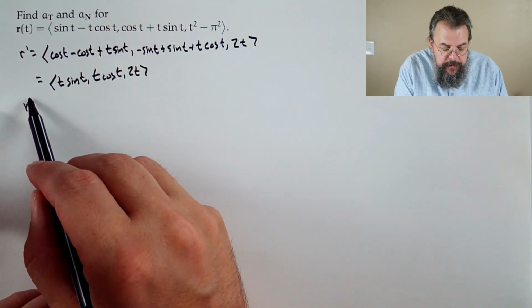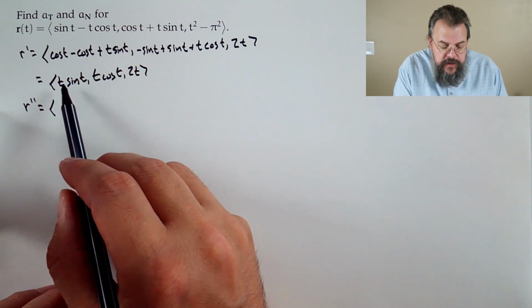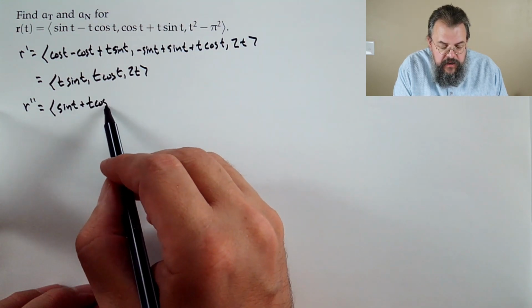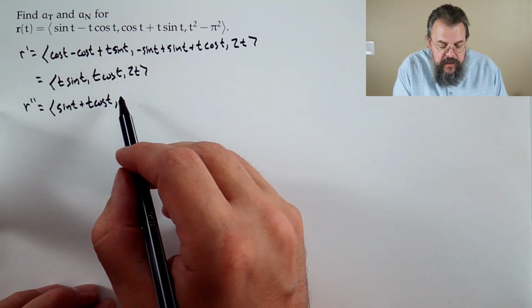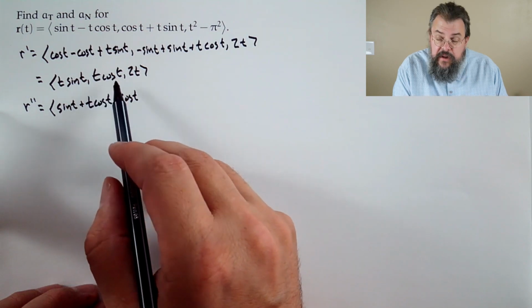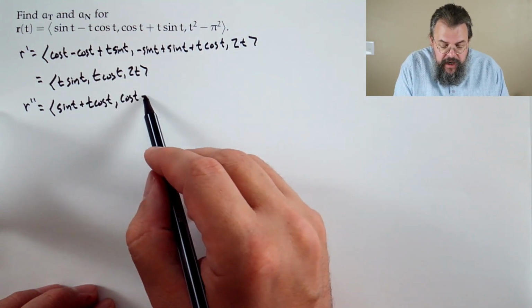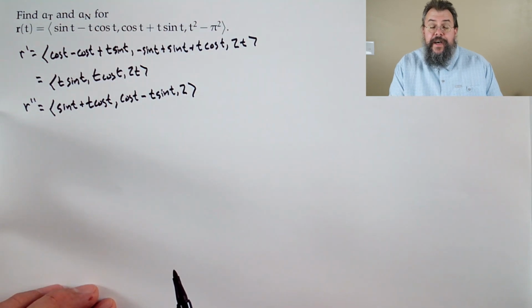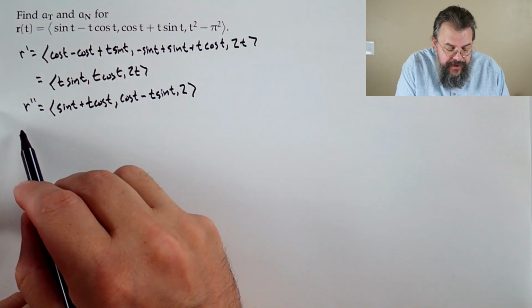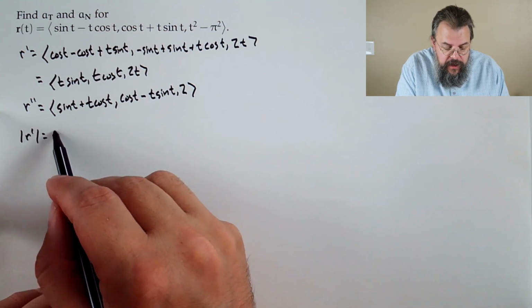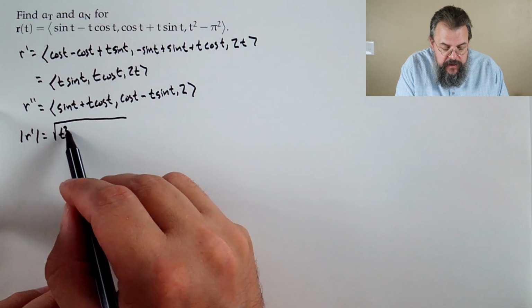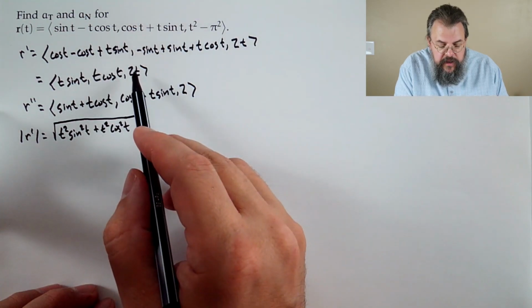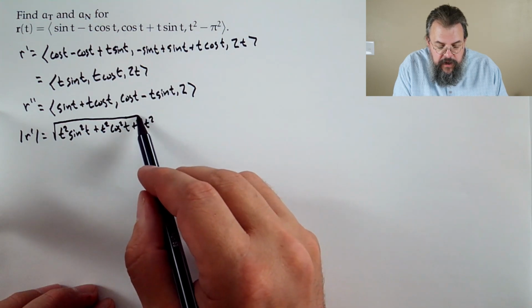Okay, so how about r double prime? Well, here we go. Derivative of the first times the second, sine t, plus the first times the derivative of the second, t cosine t, comma, derivative of the first times the second, cosine t, plus the first times the derivative of the second. Derivative of cosine being negative sine gets us to a minus t sine t. And the derivative of 2t is 2. Okay, and we need the magnitude of r prime. That's the square root of, we square every term, t squared sine squared, t squared cosine squared, and 4t squared.